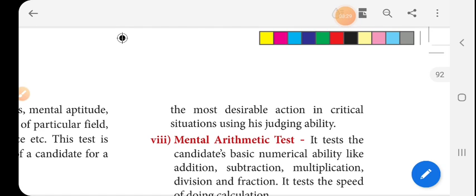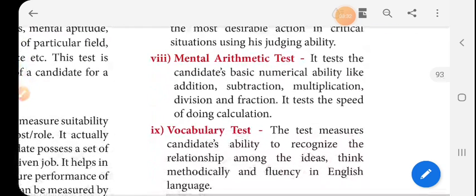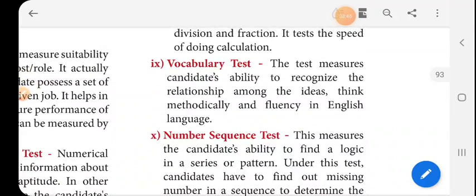Then mental arithmetic test. It tests the candidate's basic numerical ability like addition, subtraction, multiplication, division, and fractions. It tests the speed of doing calculation. Then vocabulary test. The test measures the candidate's ability to recognize the relationship among ideas, think methodically, and fluency in English language. To check their fluency in English language and methodical thinking, they conduct a vocabulary test.